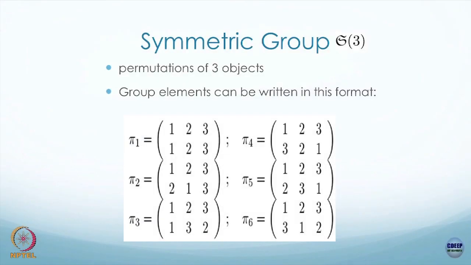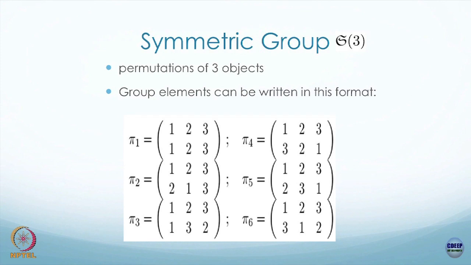Okay, so just as a warm up, we've gotten into permutation of objects, which I call the symmetric group. Since we had a week break, just as a warm up, let me go through the slides which you have already seen, but just for continuity. Permutation of three objects is the symmetric group.